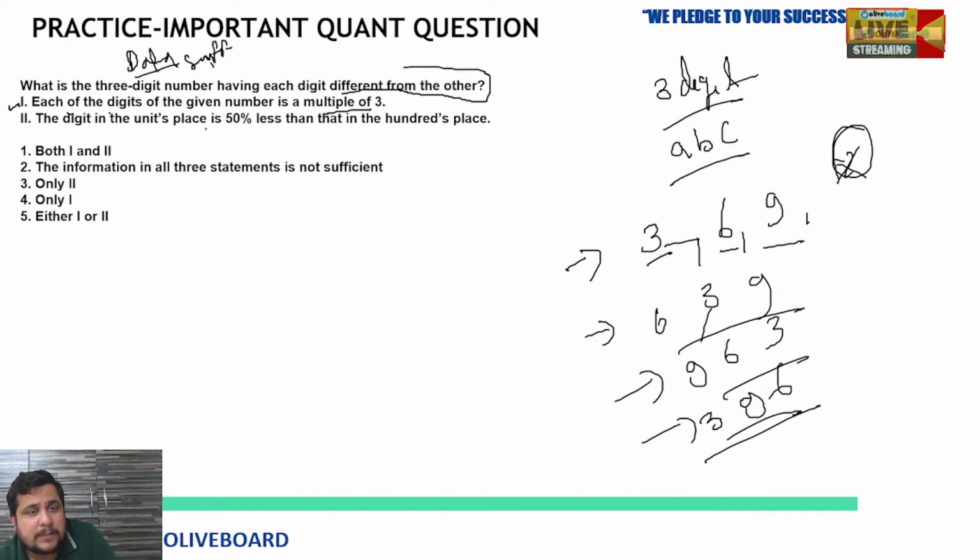All such numbers are possible. So we can say that we are not getting a confirmed number. So the first statement is not sufficient to answer.